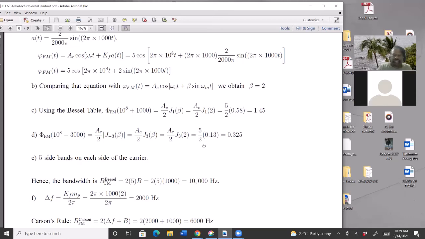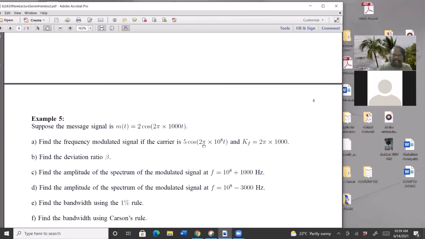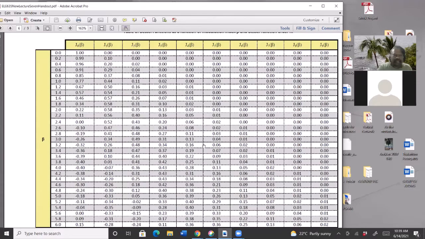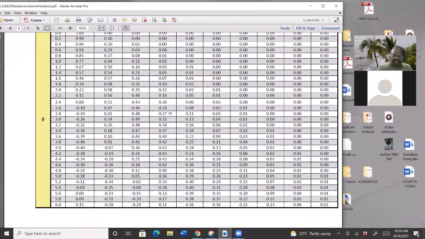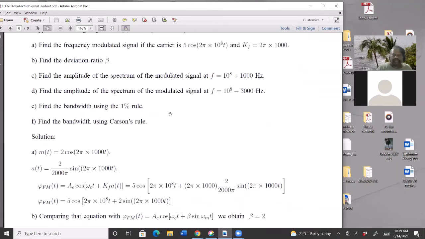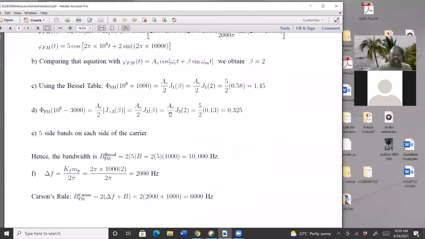So we have to look at J3. J3 at 2. J0, J1, J2, J3. See here, J3 at 2 is 0.13. Yes, 0.13 times AC over 2. That's it. Forget about this negative and all of that. I'm only going to ask you the magnitude of the amplitude spectrum.